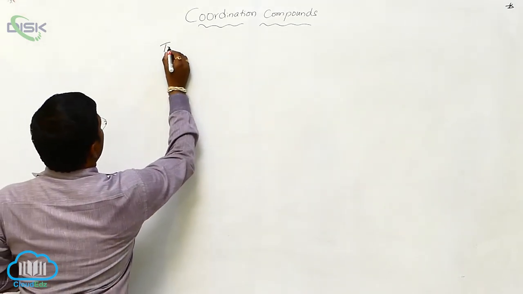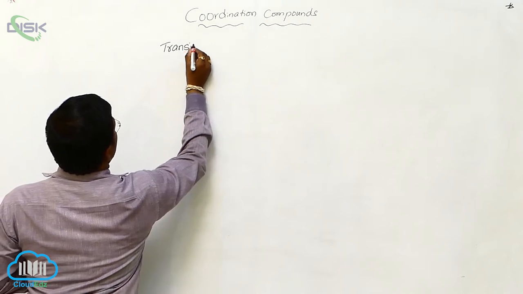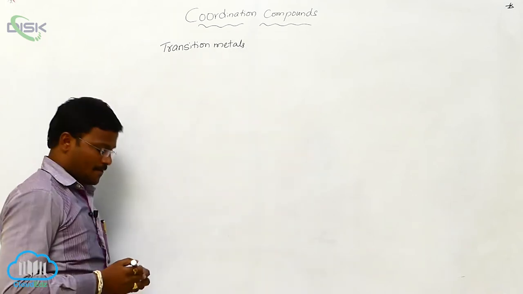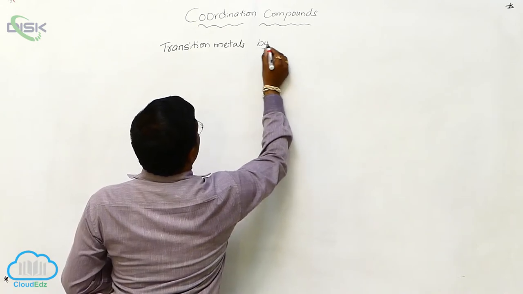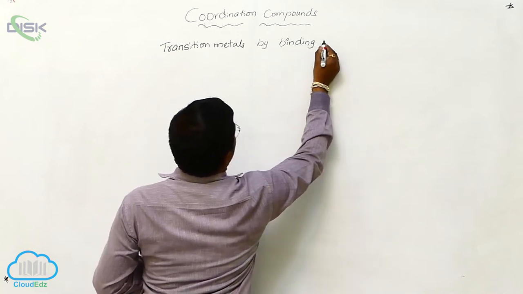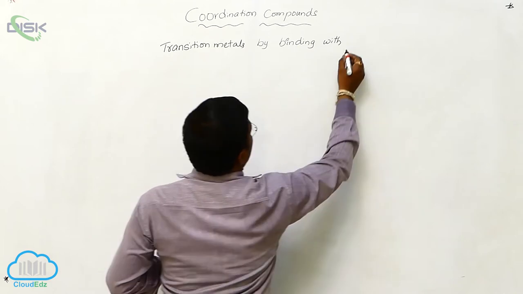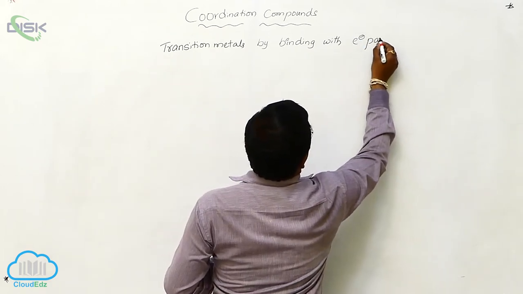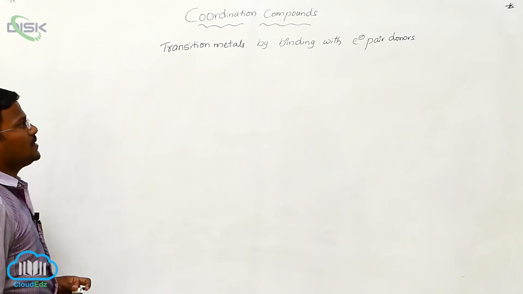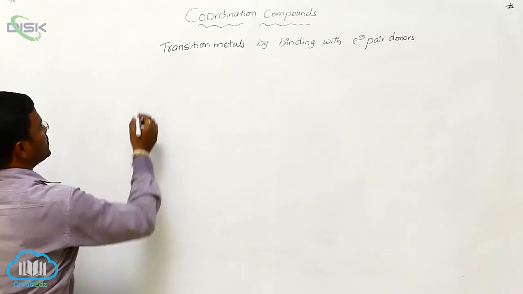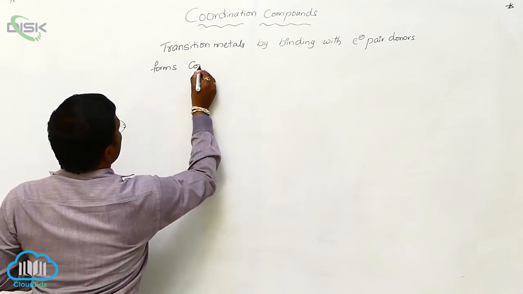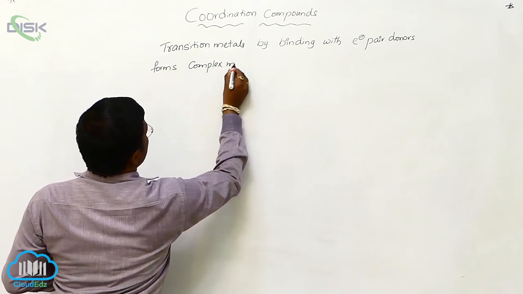The transition elements, especially transition metals, by binding with electron pair donors, form complex molecules.